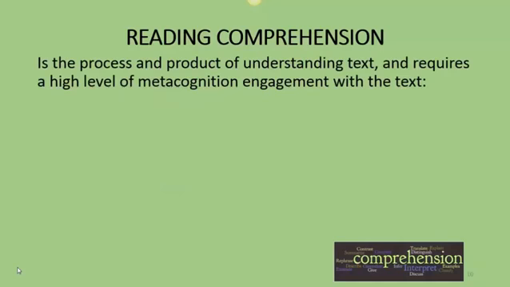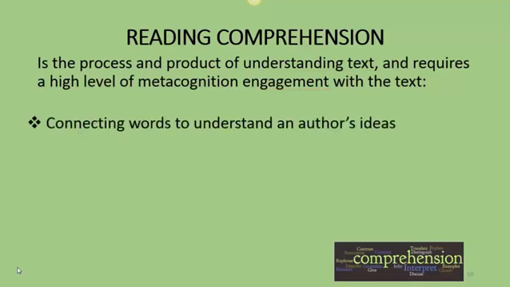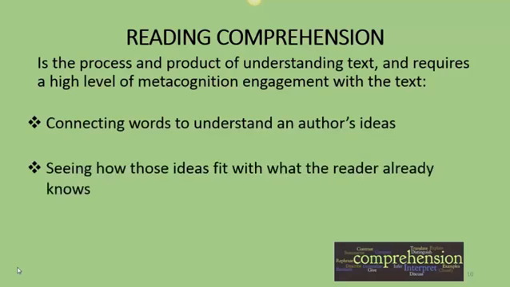Now we're moving on to reading comprehension. Reading comprehension is the process and product of being able to understand a text and requires a high level of metacognition engagement with the text. And that is being able to connect words to understand an author's ideas. In other words, trying to understand what the author is saying, seeing how those ideas fit with what the reader already knows. In other words, being able to connect it to prior knowledge and background knowledge that the student brings to the particular reading.